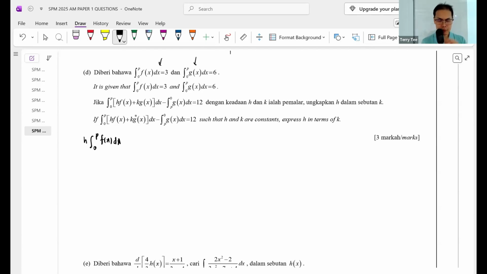I basically break up your hf(x) and kg(x). Break it up, right? This is a plus sign, you put the plus sign in between. Here also I take it out, 0 to p of g(x) dx. Okay, for this, it is optional. You want, you can switch. Don't switch also okay. Because you all know this, right?